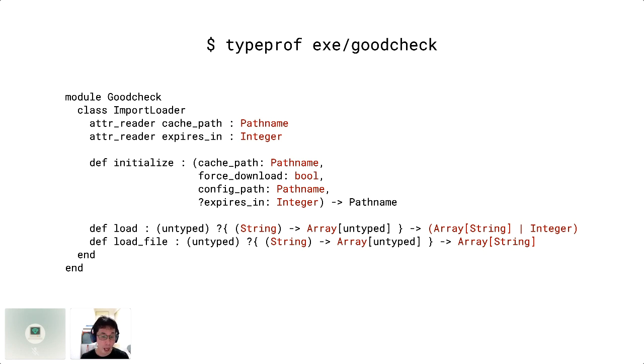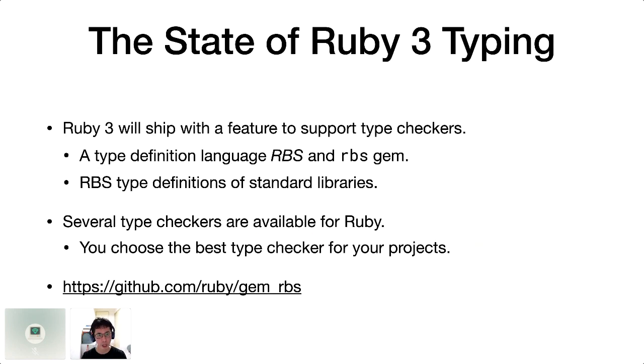There is another tool, RBS prototype, but TypeProf is much better for this kind of analysis. We need to mention that there are some untyped types left in the RBS. So we need to review the RBS file generated by TypeProf, and we need to edit the file for better types.